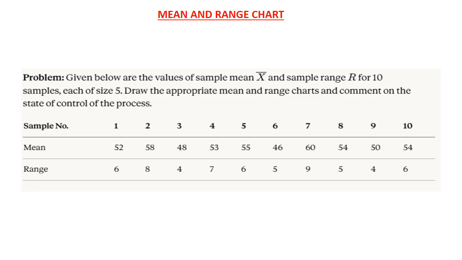So far, I hope I have given a clear idea about the basics of statistical control charts and their control limits. Now let us move on to the problems on the different types of control charts. The first problem is based on the mean and range chart. According to the problem, given below are the values of sample mean and sample range for 10 samples, each of size 5. Draw the appropriate mean and range charts and comment on the state of control of the process.